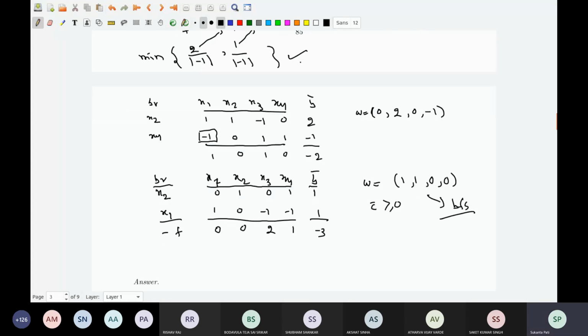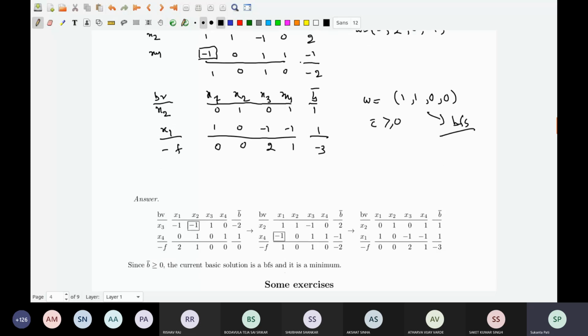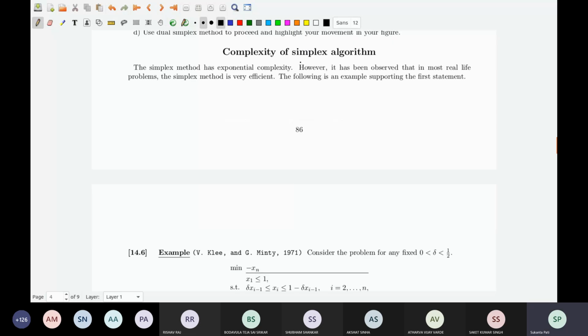Okay. So this is the answer, and here are some exercises. The complexity of the simplex algorithm. The simplex algorithm complexity is actually exponential. Complexity means worst case complexity only.